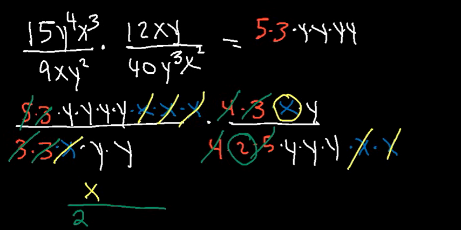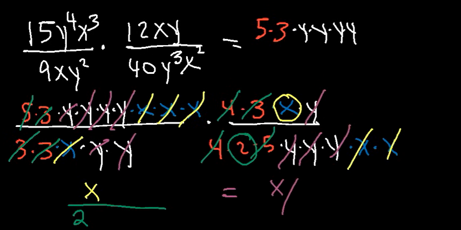Now let's cancel the y variables. These two cancel, those two cancel. This one cancels with that one. This cancels with that. That cancels with that. So we have 5 y variables on top, 5 on the bottom. They all cancel. So our final answer for that entire expression is just x divided by 2. That's it.